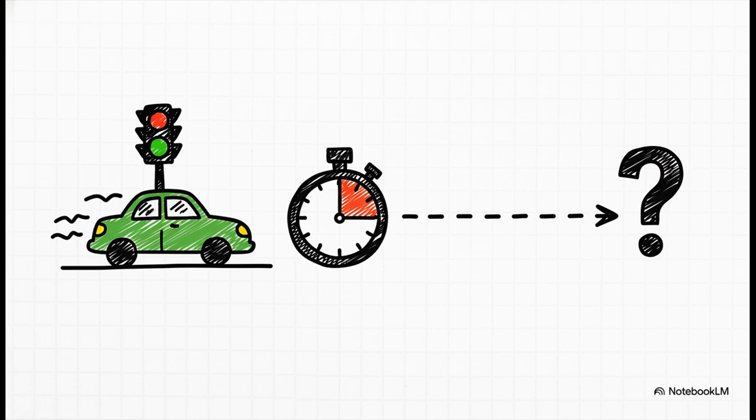Okay, so let's remind ourselves of the problem. We've got a car. It's stopped. The light turns green and it starts accelerating at a steady 5 meters per second squared. It does this for exactly 10 seconds. And our job? Figure out exactly how far it traveled.